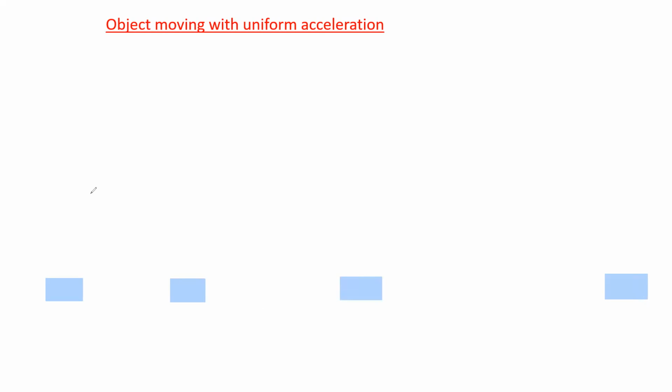So we have different positions, points A, B, C, and D. At this point, say it started from rest, so when time is 0, the speed was 0 as well. Then after 1 second, the speed is 5 meter per second.